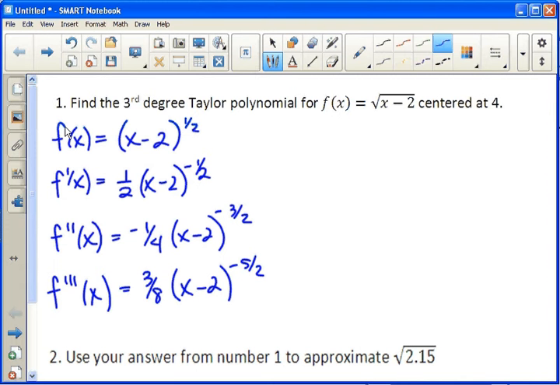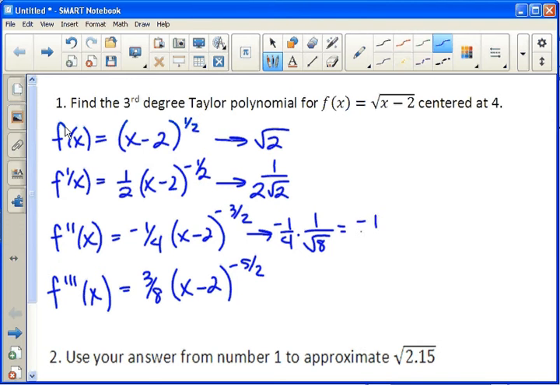Well, if I plug in 4 to the original, 4 minus 2 is 2, so I get the square root of 2. The next one, I plug in 4, 4 minus 2 is 2, so I end up getting 1 over 2 times the square root of 2. The next one, we have negative 1/4, and that will be times 1 over the square root of 8, I believe. So that will reduce to negative 1 over 8 square root of 2.